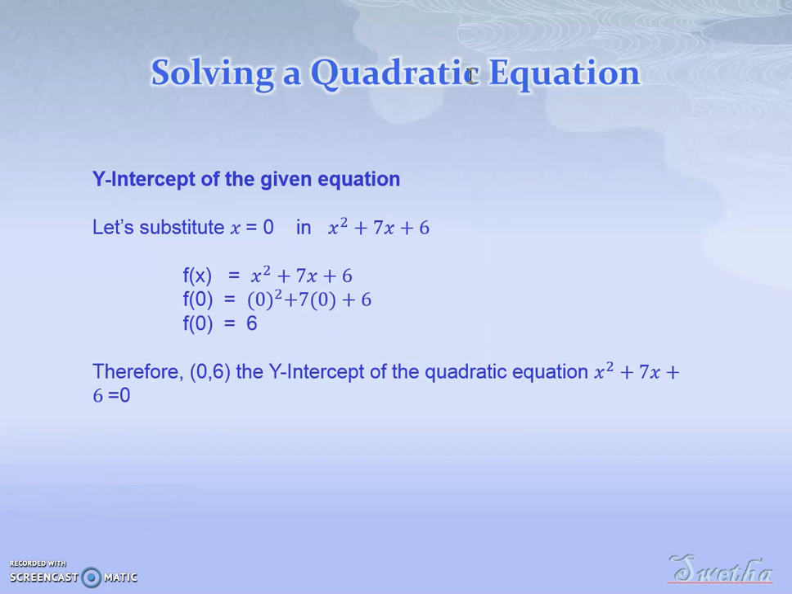Now, let's find the y-intercept of this given equation just like we did before, and plug in the x as 0 into the equation, which would become 0 squared plus 7 times 0 plus 6, which would get us 6. Therefore, 0, 6 is the y-intercept of the quadratic equation x squared plus 7x plus 6 equals 0.